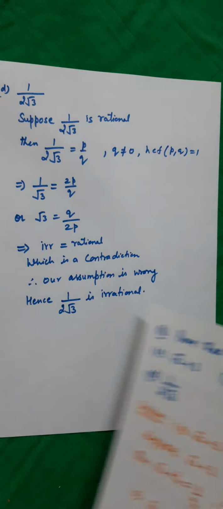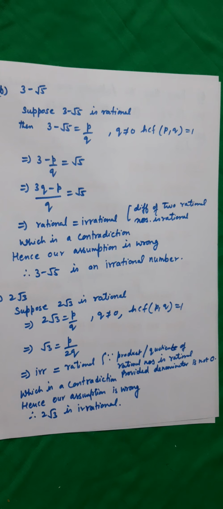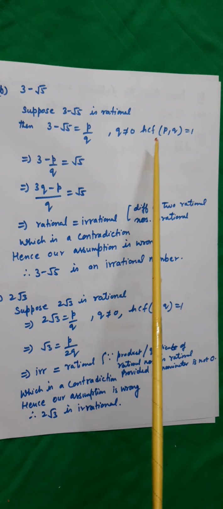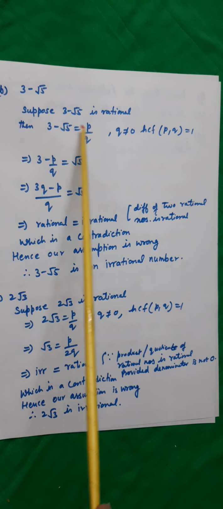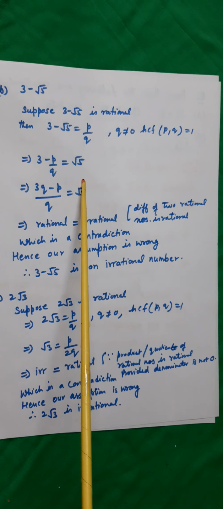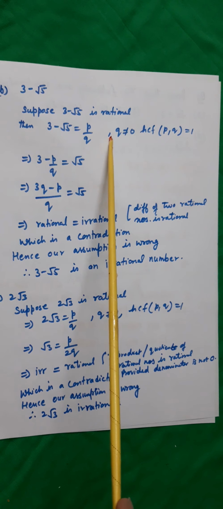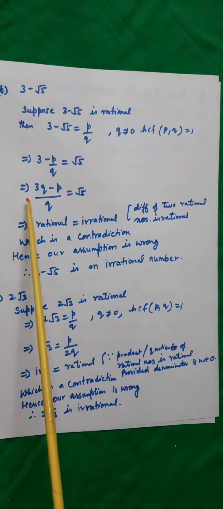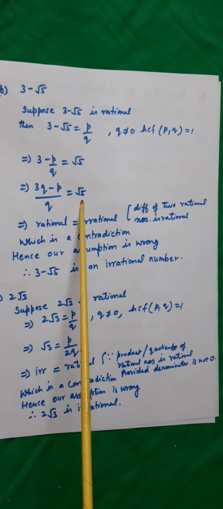Part B. 3 minus root 5. We have to prove that this is irrational. Suppose that 3 minus root 5 is rational. Then 3 minus root 5 is equal to p upon q, where q is not equal to 0 and HCF of p and q is equal to 1. This implies that 3 minus p upon q is equal to root 5. Here what I have done, because this negative sign was there, I have shifted it over to the other side and I have brought p upon q here. So 3 minus p upon q is equal to root 5. This implies 3q minus p upon q is equal to root 5.